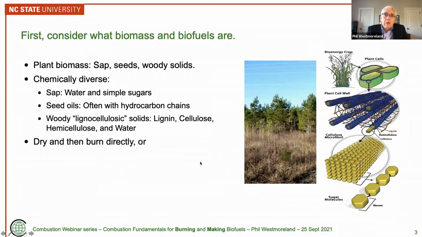So if we think about how to burn them, well, we can dry them and burn them directly, or we can convert them. We convert them, say, by torrefaction to a solid char with a high energy density.